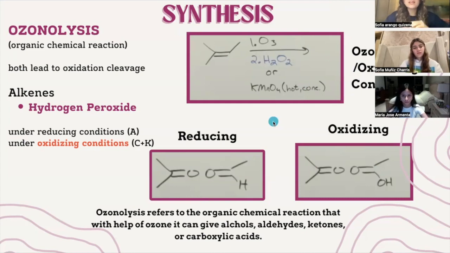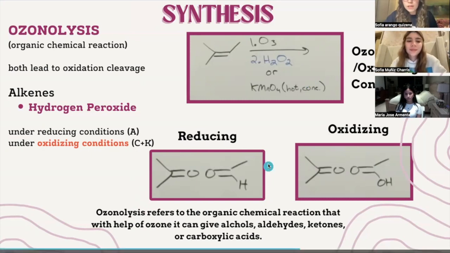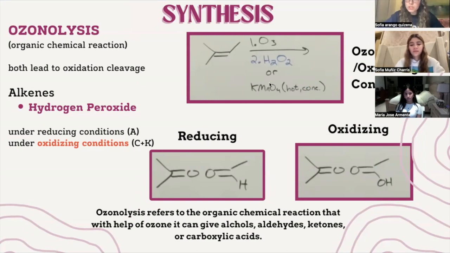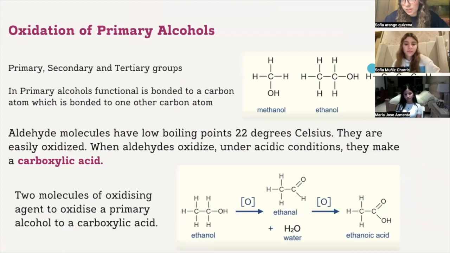So basically, the ozonolysis synthesis refers to an organic chemical reaction with the help of ozone, which can produce alcohols, aldehydes, ketones, and the carboxylic acid itself. But in order for the carboxylic acid to be produced, it needs to be under oxidizing conditions. On our left, we have the drawing of the reducing conditions. On our right, we finally have the example of the oxidizing conditions.